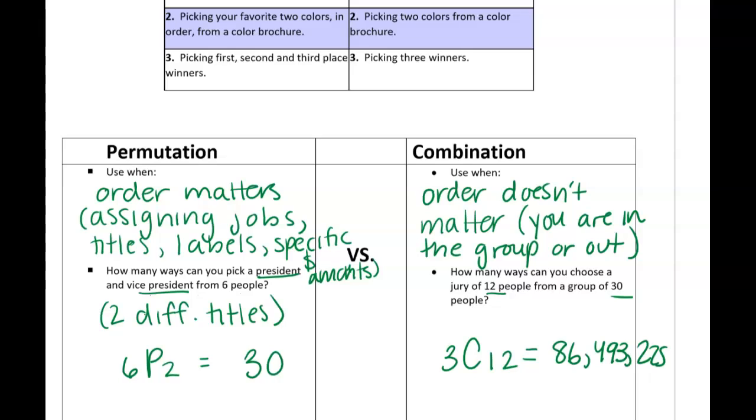86,493,225. Okay, so again, the main point of this lesson is to differentiate between permutations and combinations, and also be able to calculate them. So make sure you do the practice and the homework for today.